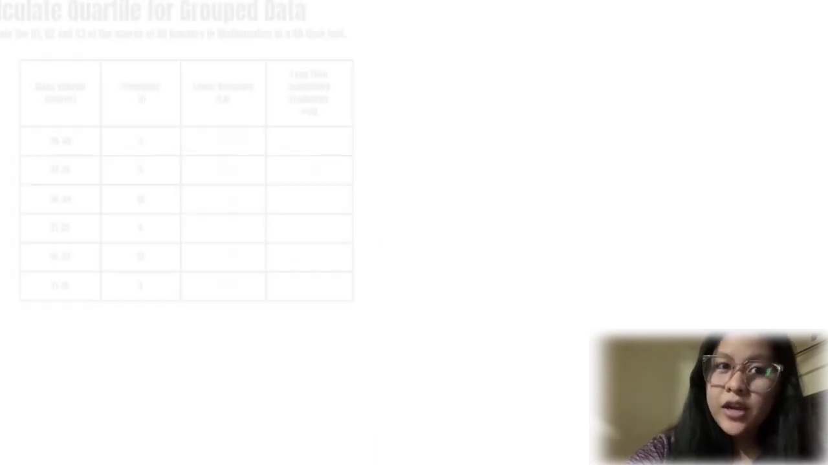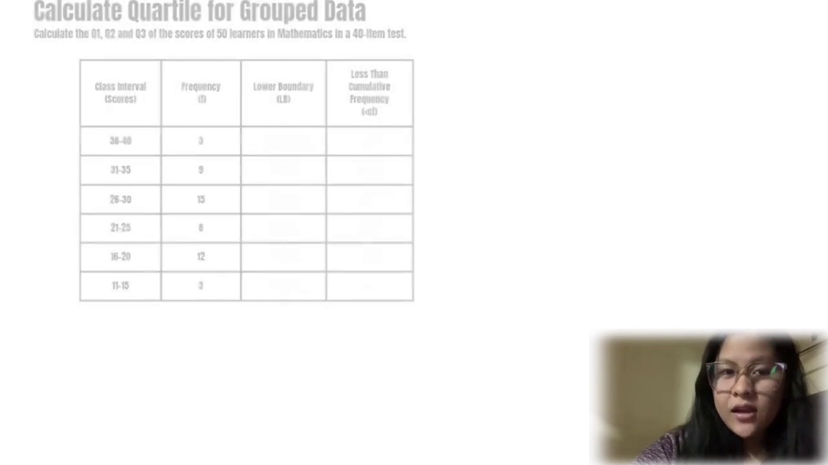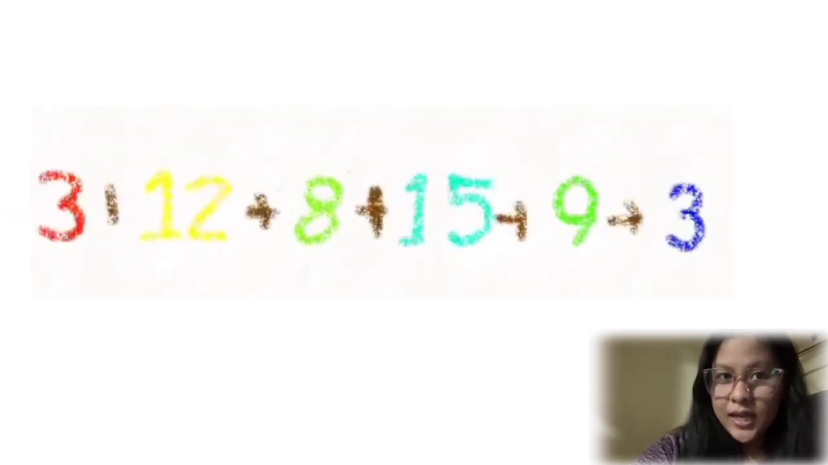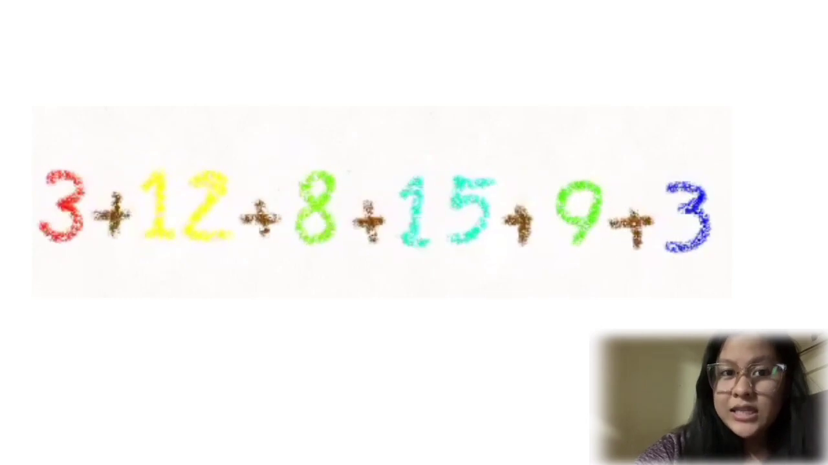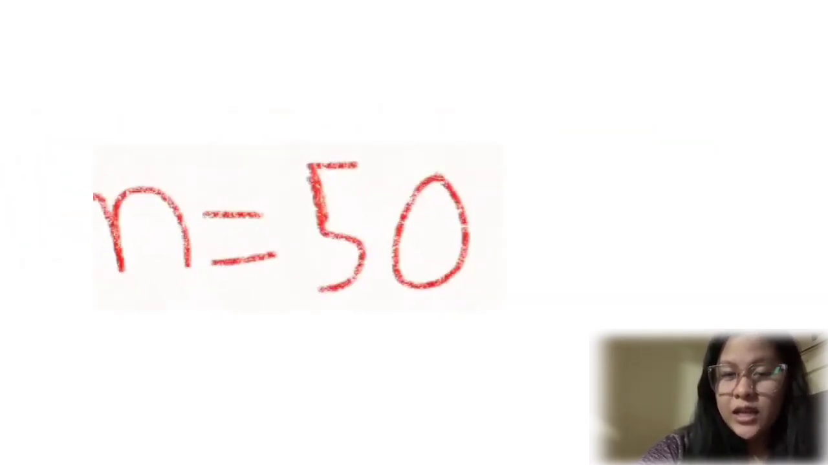We also have here the frequency, or the students who got the scores from 11 to 40, which are 3, 12, 8, 15, 9, and 3. How do we get the n though? Well, we just add the frequencies: 3 plus 12 plus 8 plus 15 plus 9 plus 3. Then we will get 50. So our n is 50, or n = 50.